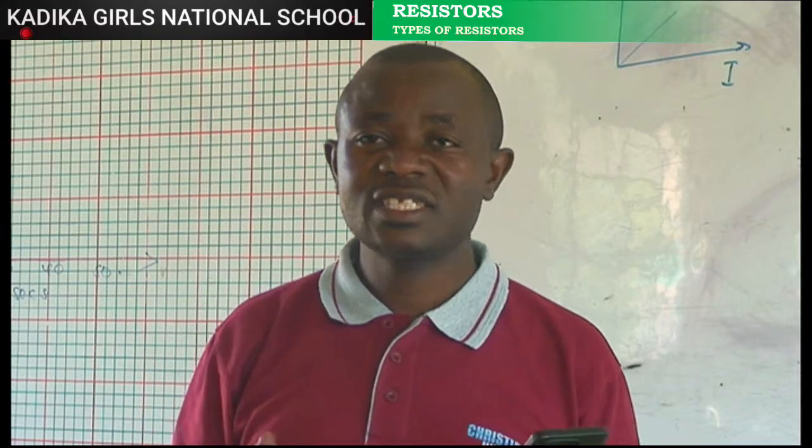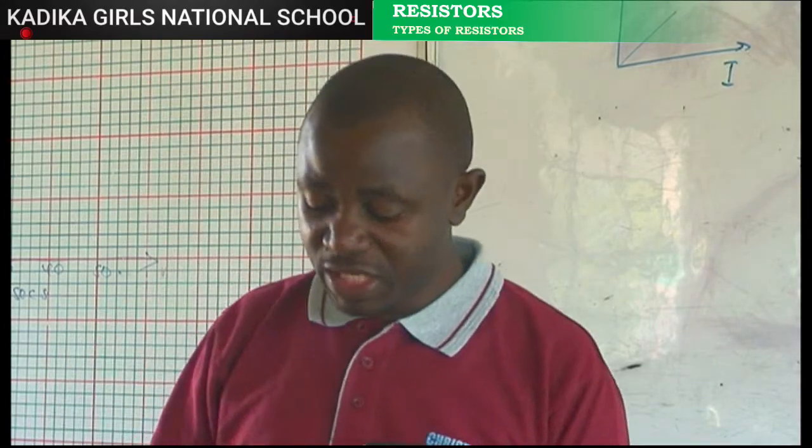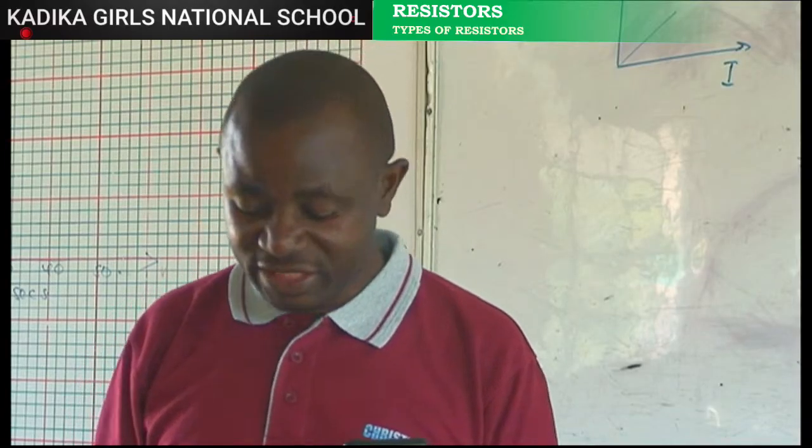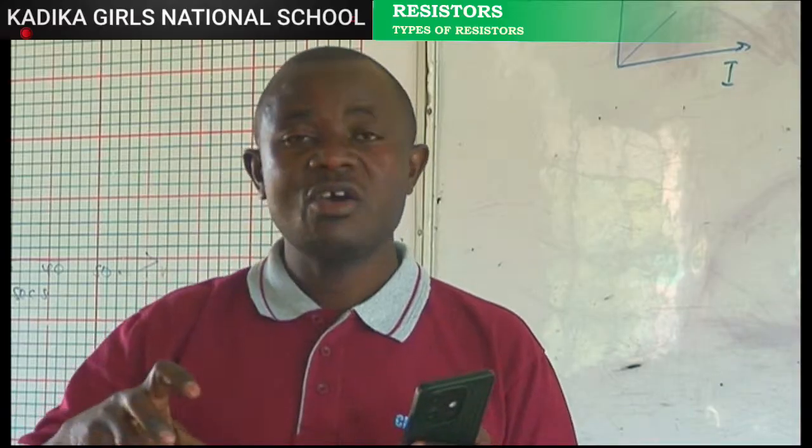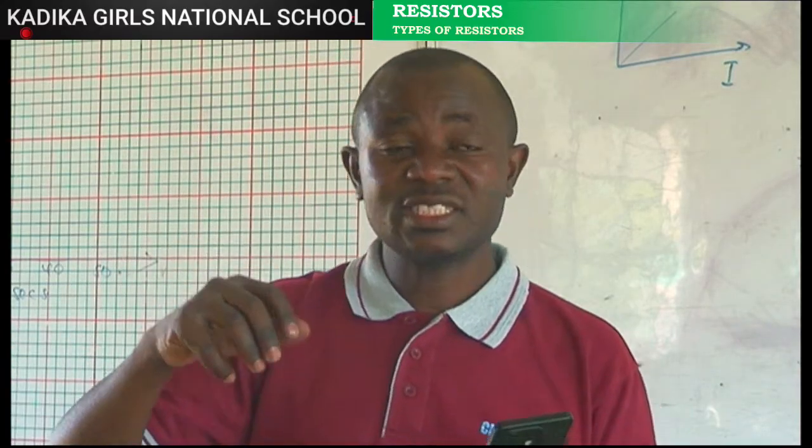We have also talked about nonlinear resistors. Under this one, we have said that the current flowing through these resistors does not change linearly with the change in the applied voltage, and they include the thermistors and the light dependent resistors. The thermistors depend on temperature. They are temperature dependent resistors, and therefore, as the temperature of a thermistor increases, its resistance decreases.